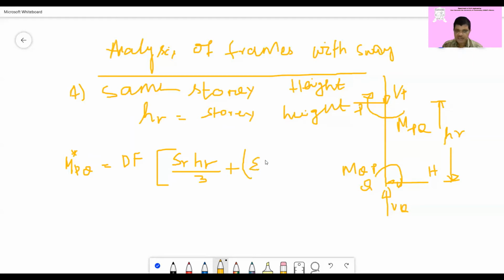sigma M dash PQ plus sigma M dash QP. So this SR HR by 3 is called the story moment. This is known as the story moment. So in a story you can find out the moment, and this can be called the story moment.